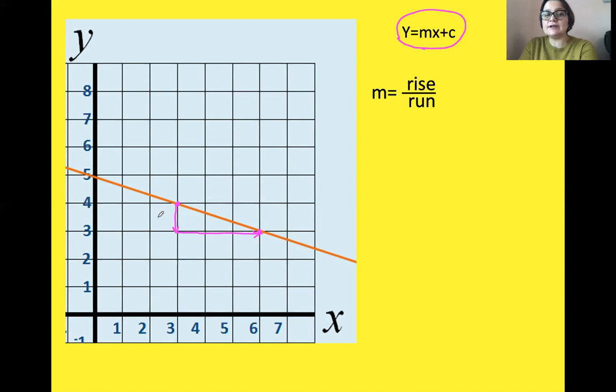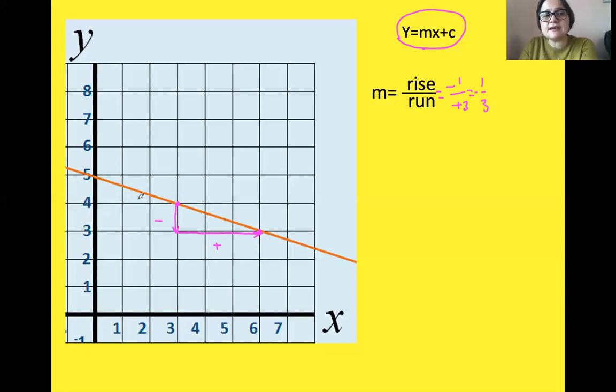And I should not forget to put the signs. The line goes down, so the sign of the rise, it goes down, is negative, and it goes to the right, so it is going to be positive. So rise over run, rise is -1 over +3. And so the answer is going to be -1 over 3.